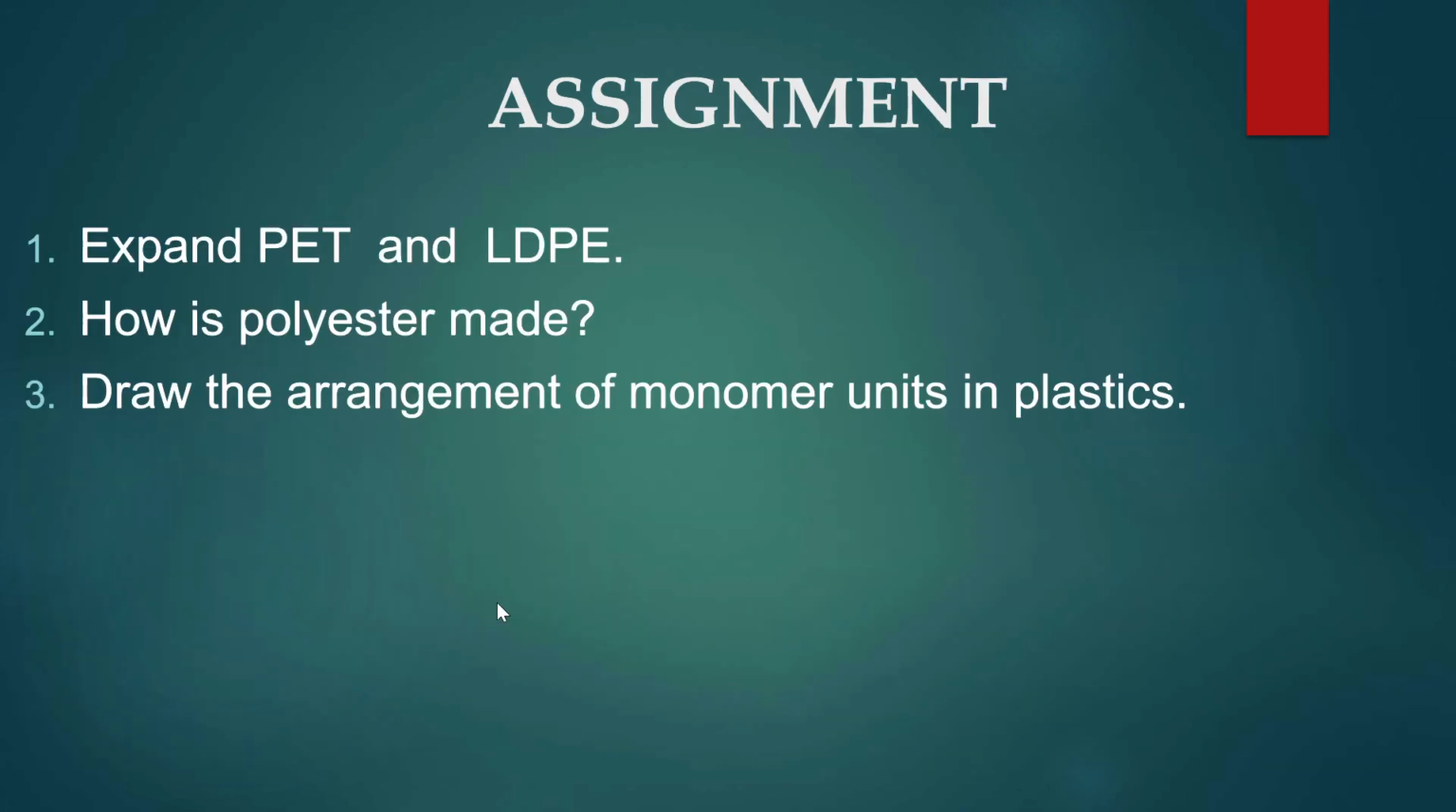Now coming to the assignment. First one, expand PET and LDPE. These are the resin identification codes, children. Okay. Second question, how is polyester made? And the third question, draw the arrangement of monomer units in plastics.